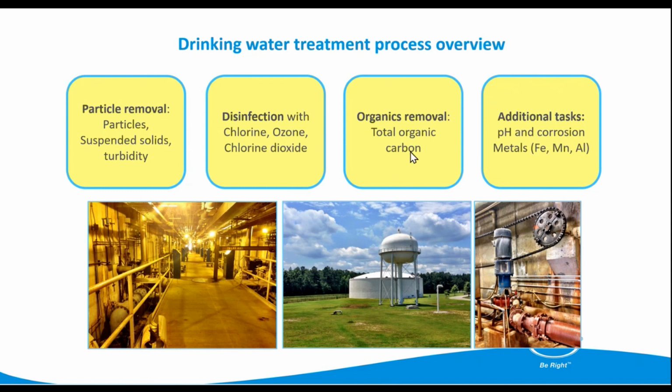There will also be some additional processes like organic removal. Normally, we can use activated carbon to remove organic compounds. In case we have high organic content in raw water, we can have that step. Another additional step may be pH or corrosion correction, using different methods. This is the whole process for drinking water treatment. Normally, we only have particle removal and disinfection. So these two are the most used in the drinking water treatment process.